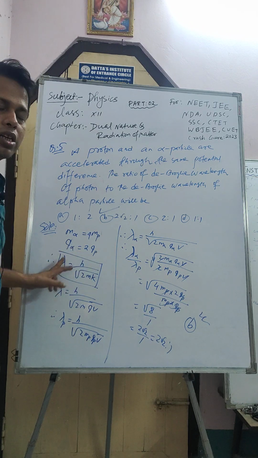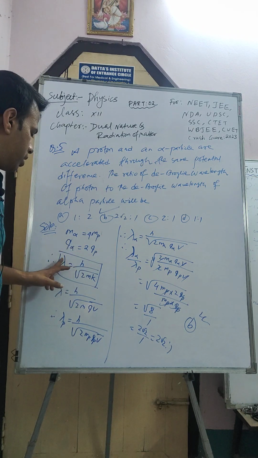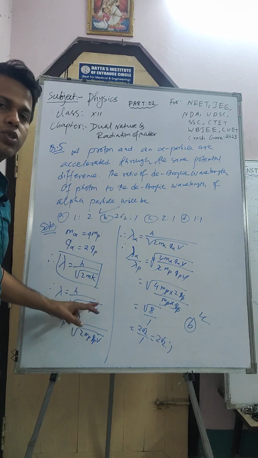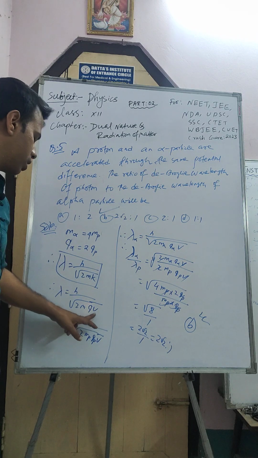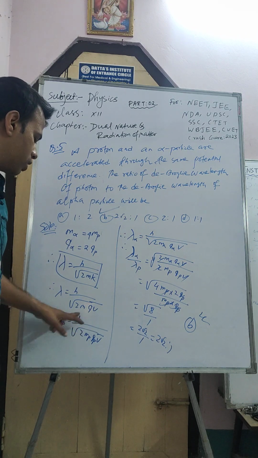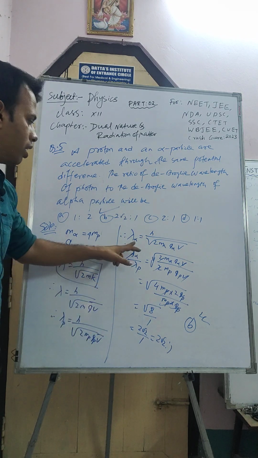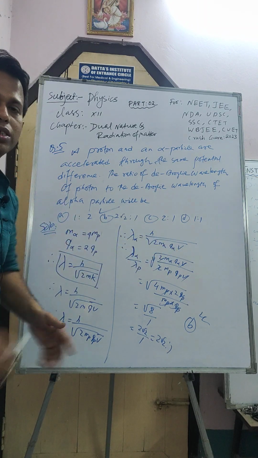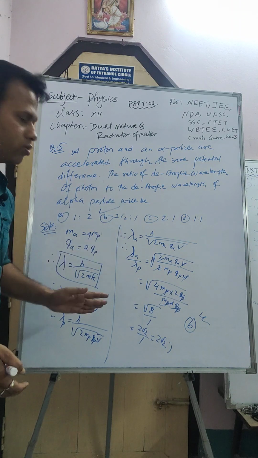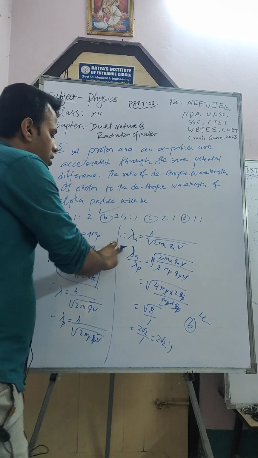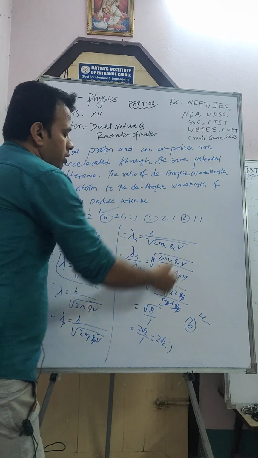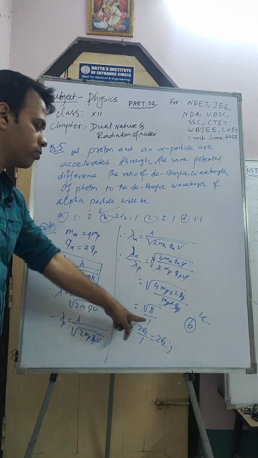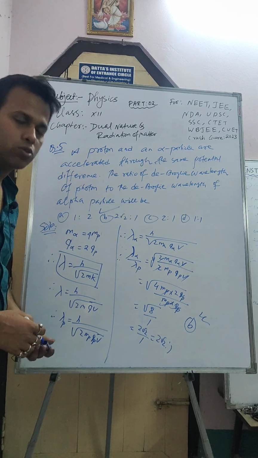So we know the relation for de Broglie wavelength: lambda equals h by root over 2mk, and k is qV, charge into potential difference. So lambda p equals h by root over 2 m p q p V, and lambda alpha is h by root over 2 m alpha q alpha V. h and V are the same. After that I will divide these two. After dividing, the 2 cancels out, V cancels out, and I just put the m alpha and q alpha below. After simplifying, it becomes root over 8 by 1. So it will be 2 root 2 by 1. That is 2 root 2 is to 1.